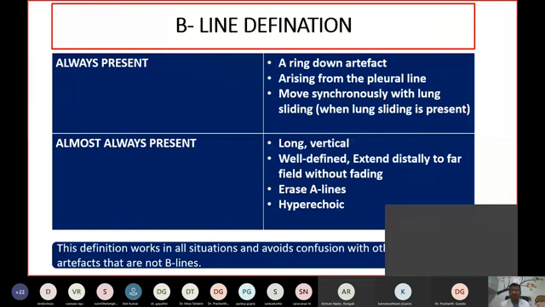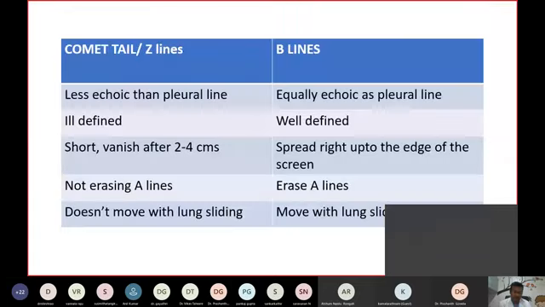And again, B lines we should distinguish from certain artifacts which we call comet tails, which can be seen in normal lung. Comet tails will be less echoic than the pleural line, whereas B lines will be as echoic as the pleural line. Comet tails will be ill-defined and they vanish shortly after the pleural line, whereas B lines are well defined and they go till the edge of the screen. Comet tails won't erase A lines, whereas B lines will erase A lines. And comet tails won't move with lung slide, whereas B lines will move with lung slide.